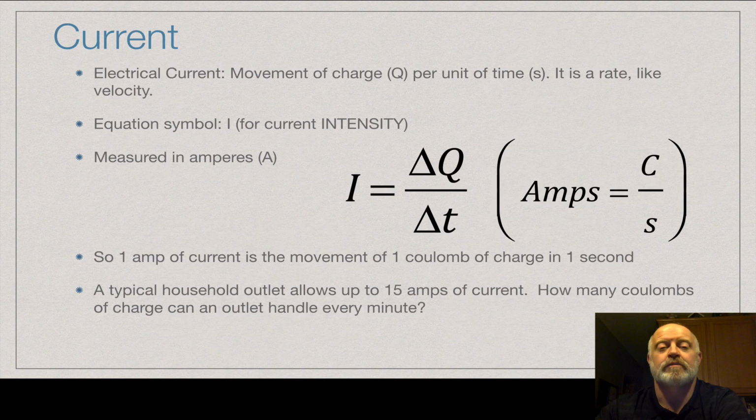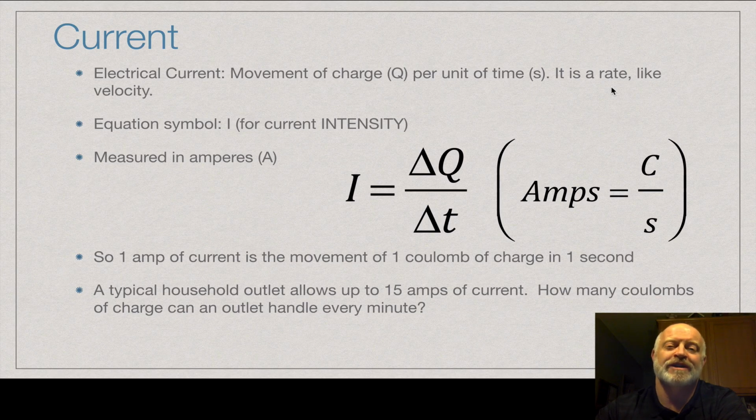We can actually calculate current also, just like we can calculate voltage. Our electric current is that movement of charge per unit of time. So instead of saying water per time, it's current, or charge per time in here. So it's a rate. It's a speed essentially is what we're really talking about here.